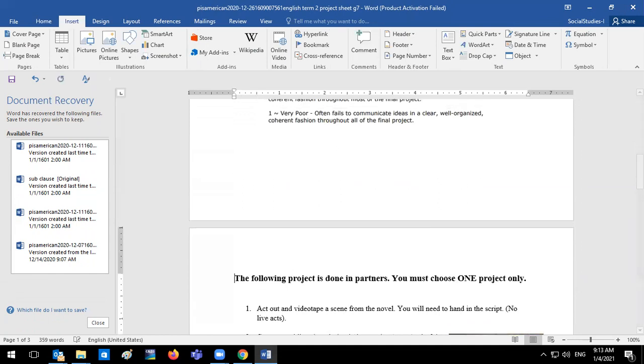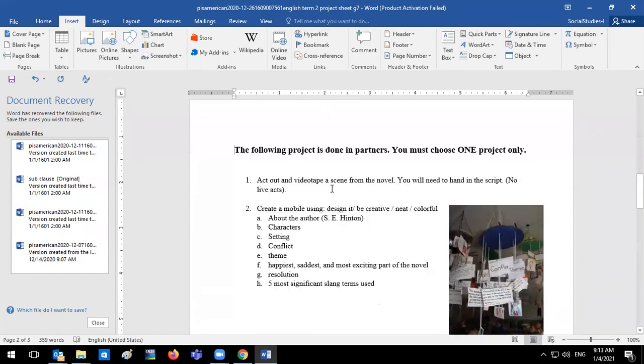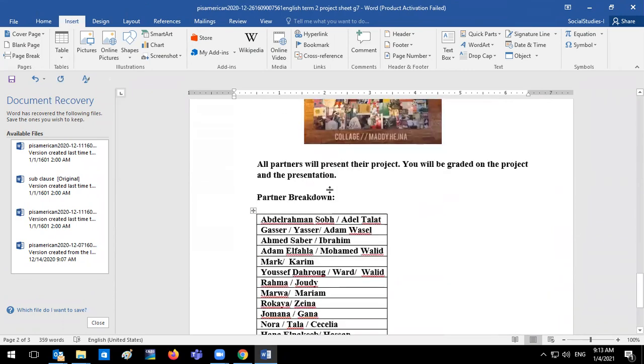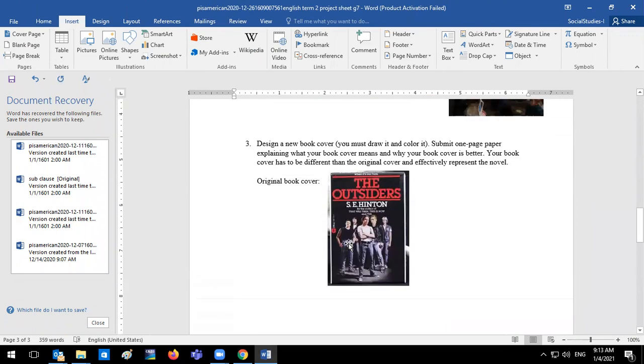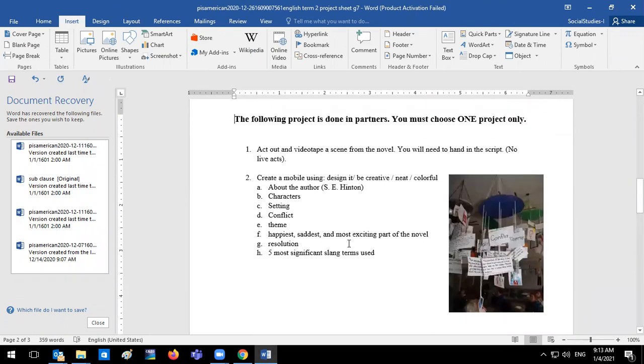The second project is done through partners, and here you have your partners listed at the bottom. Okay, the breakdown. Again, we're working by social distancing. So you guys can send each other information. You guys can work by communicating online or via Zoom meetings. You can type your stuff and send it to your partner. Your partner can print it and create the mobile if you're trying to do a mobile.